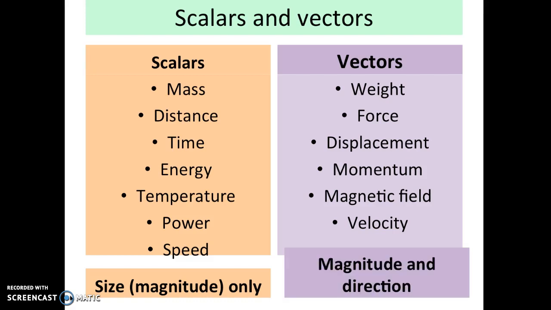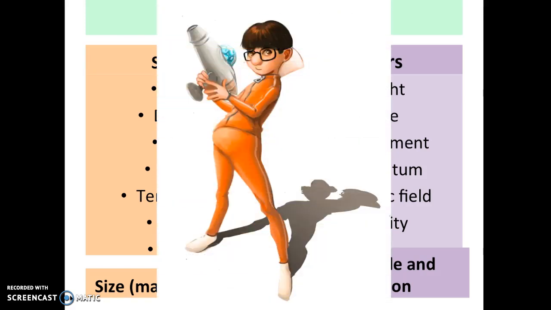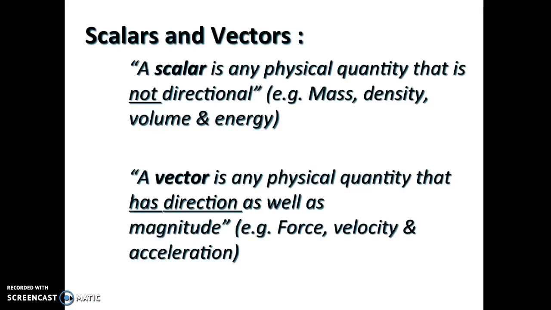Just to put this into a little bit of context for you, in Despicable Me, there is a villain called Vector, and he always talks about the fact that he has size and direction. This is the little genius here. So, vectors, size or magnitude and direction.